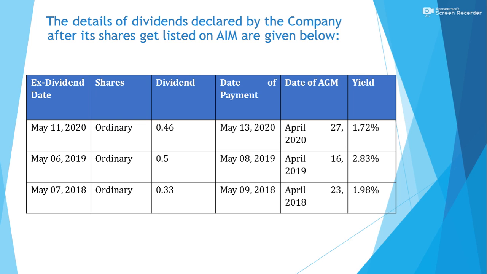Though the black swan event COVID-19 came in the month of March, the company declared a dividend on May 11, and the payment has also been done, which shows the positiveness of the company and can attract investors.